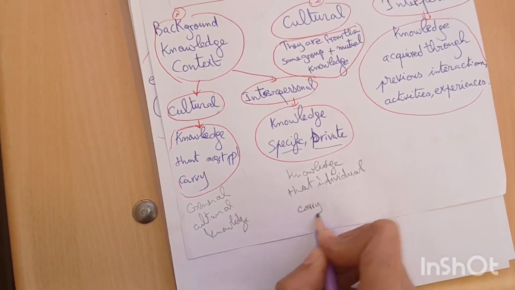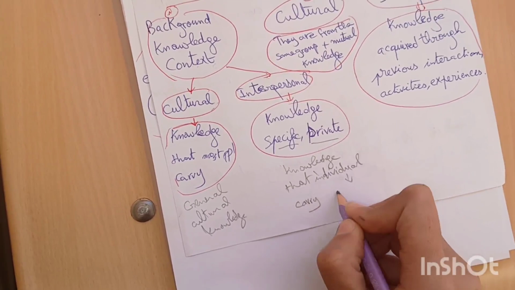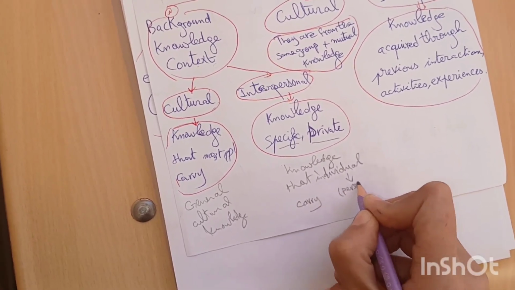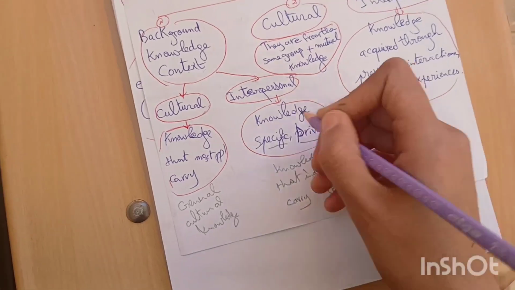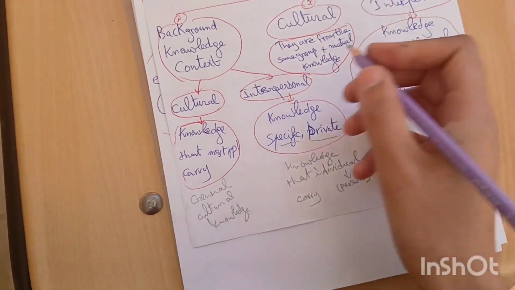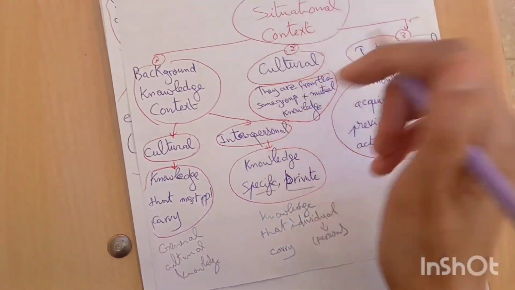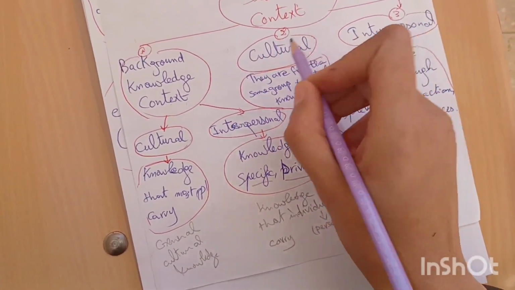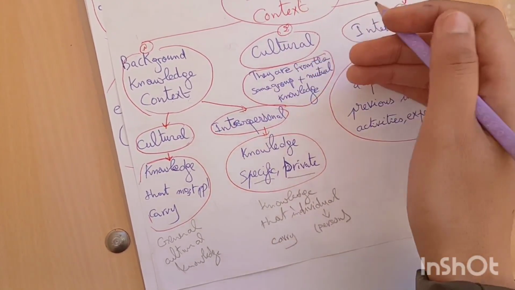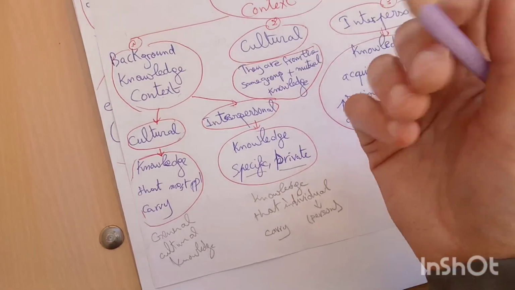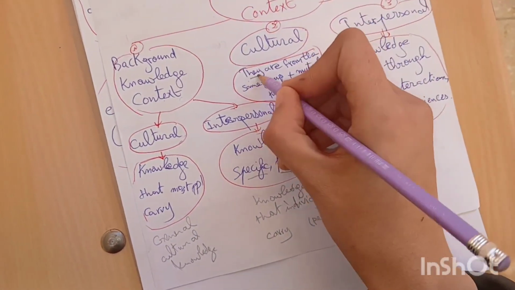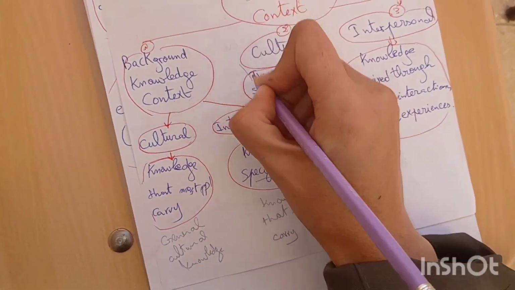As a person, usually we refer to an individual as one person. Like we say his knowledge, his own knowledge. So it is not interpersonal background. And then we have the cultural context, where the interlocutors refer to themselves with "they."